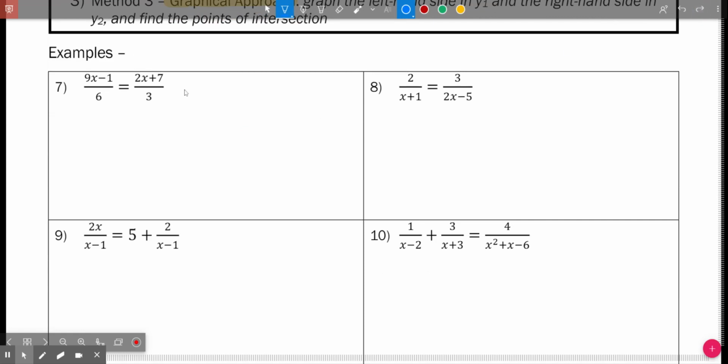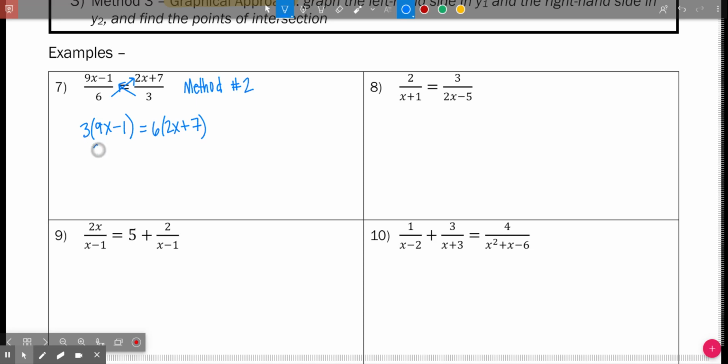In number 7, I'm going to demonstrate method number 2, and I'm going to solve this by cross multiplying. So I multiply the 3 by 9x minus 1, and I multiply the 6 by 2x plus 7 because it's just a proportion, and to solve a proportion you cross multiply.